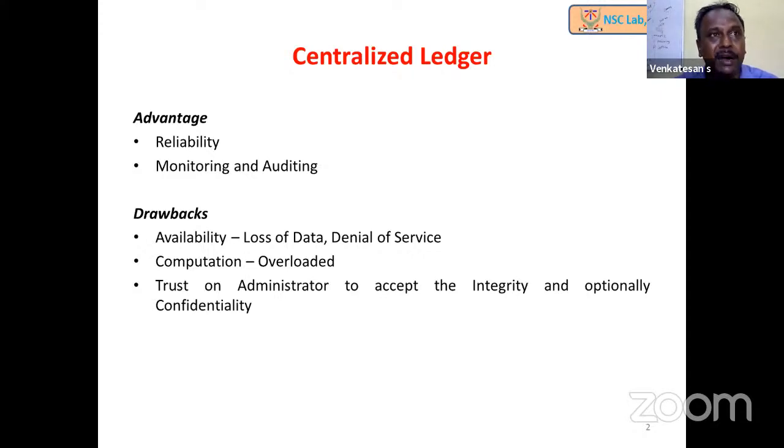The first thing is availability. Since it is centralized, there is a possibility of loss of data. Let's assume that we have a single server which is located in so and so place. It may be that the system gets crashed or somebody has compromised it. Then what's going to happen is we are going to lose the data completely.